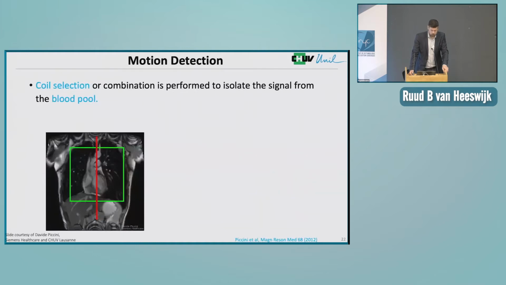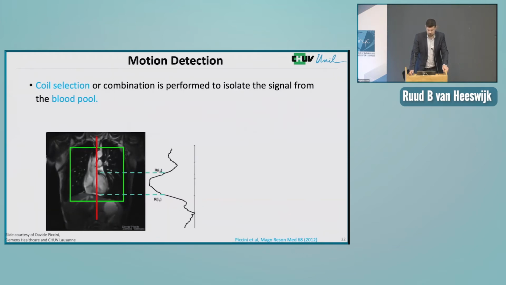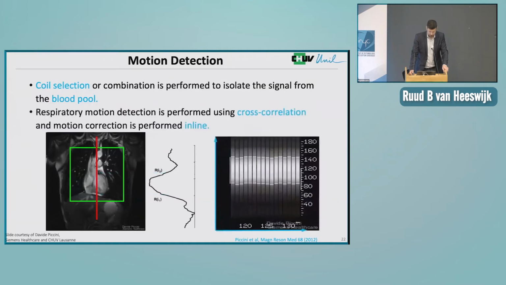So for this, you need to do a few manipulations of the data. You need to make the heart stand out quite well, so you do some coil selection, as you can see over here. And then essentially you can follow the blood pool over time. And now you can just align all these little segments with the signal that you get here.